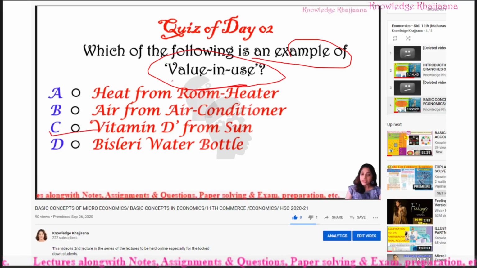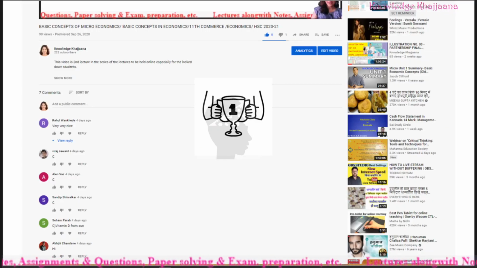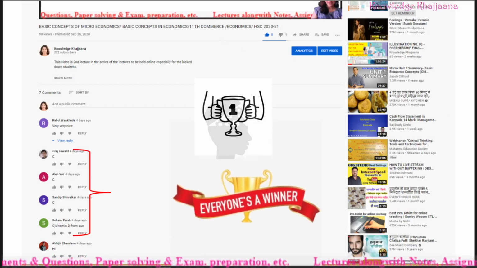Now let's see how many students have given the answer. Very good. See, 4 students have given the answer, and I'm very happy that all 4 of you have given the correct answer. Very good. So this time all of you are winners. Everybody is a winner. But then also, who has given the first correct answer?